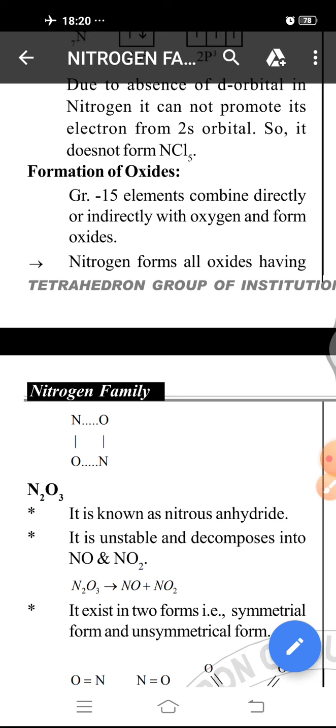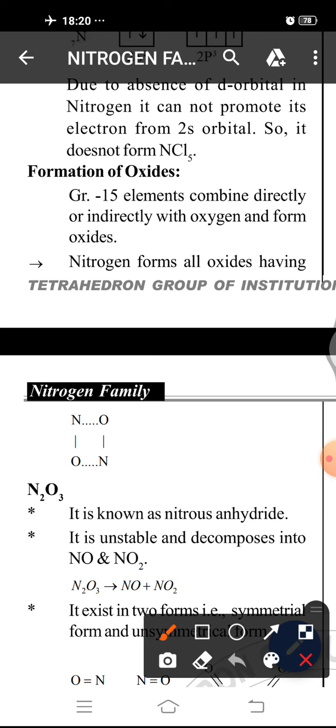In this video we will discuss formation of oxides, that is, group 15 elements form which type of oxide. Let us see. Group 15 elements combine directly or indirectly with oxygen and form oxides.